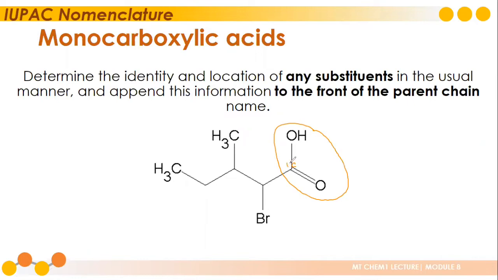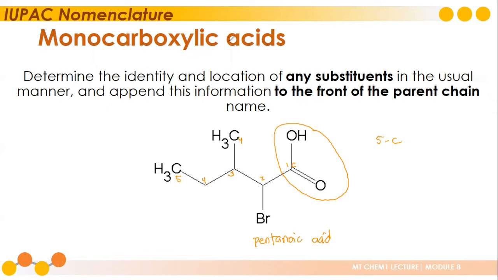So we have here 1, 2, 3, 4. And then we have another chain which is 1, 2, 3, 4, and 5, which means we'll be following this line. This will be our parent chain. So we have 5 carbons as our longest chain. So this will be again pentanoic acid. But we still have our substituents.